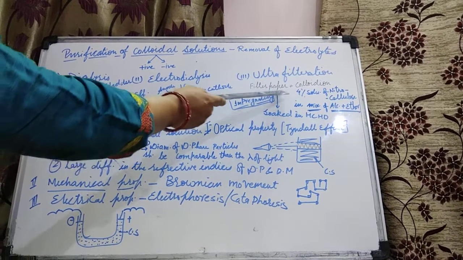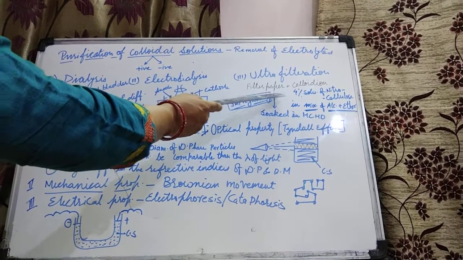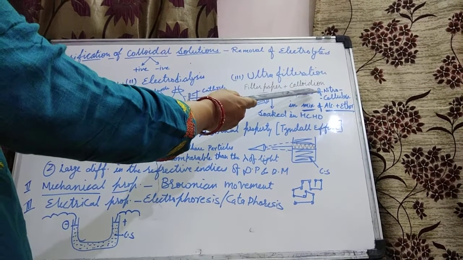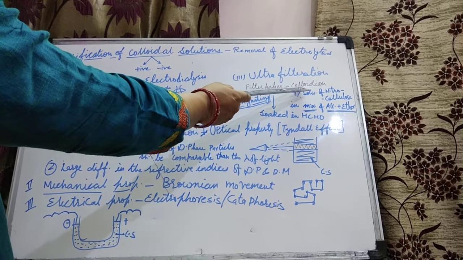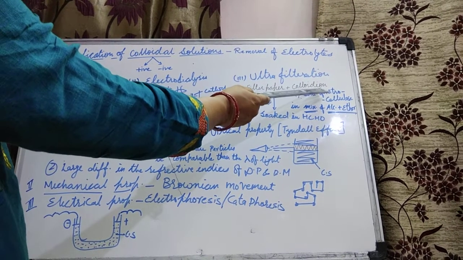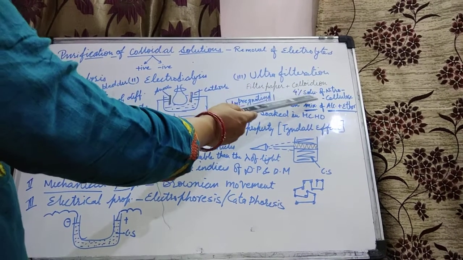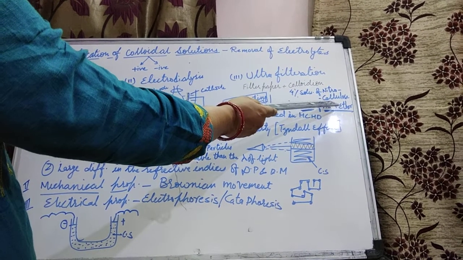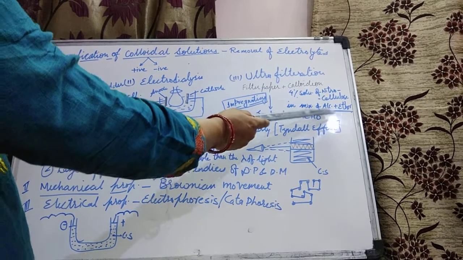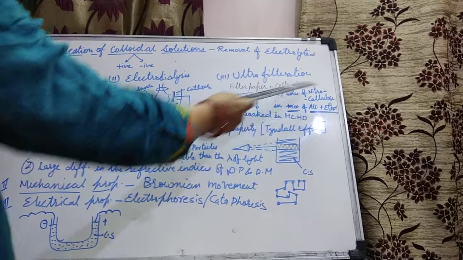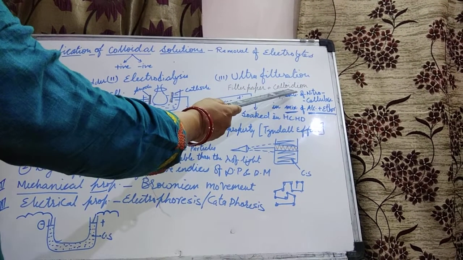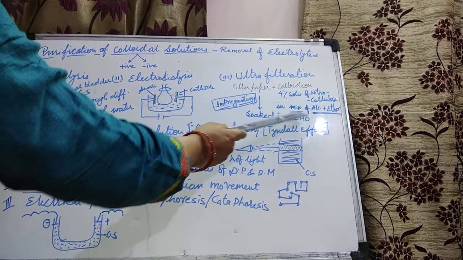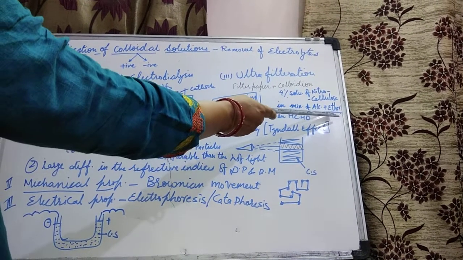Normal filter paper is taken and dipped in colloidal solution. A question can be asked from this first: what is the composition of this colloidal solution? It is a 4% solution of nitrocellulose in a mixture of alcohol and ether. This is the composition of the colloidal solution: 4% nitrocellulose in a mixture of alcohol and ether.